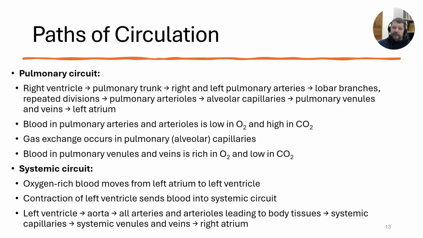So that is the pulmonary circuit. The systemic circuit is then from that left atrium to the left ventricle. You have oxygen-rich blood. The contraction of the left ventricle sends that blood out through the aorta, and so that aorta then goes through all the arteries, all the arterioles, all the capillary beds, back through the venules, back through all the veins, and back into the right atrium. Next lecture, we're going to talk about what's going on specifically in the respiratory system.